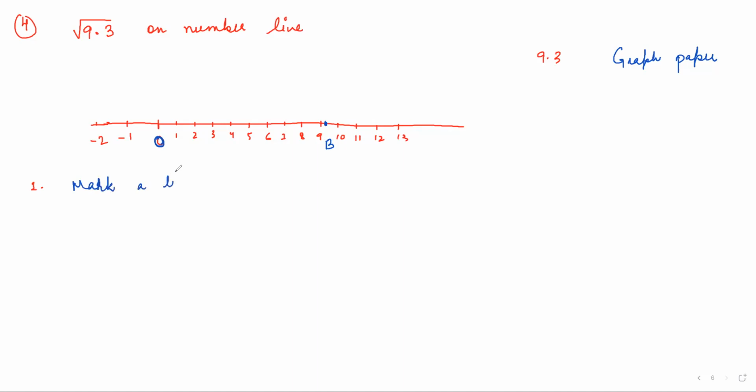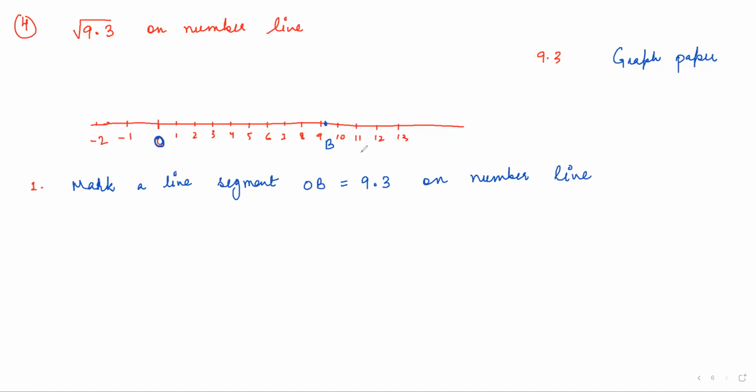So mark a line segment OB equal to 9.3 on the number line. I'll show you the proof later on. First, you learn how to plot it. Right? First, we have marked the distance 9.3.